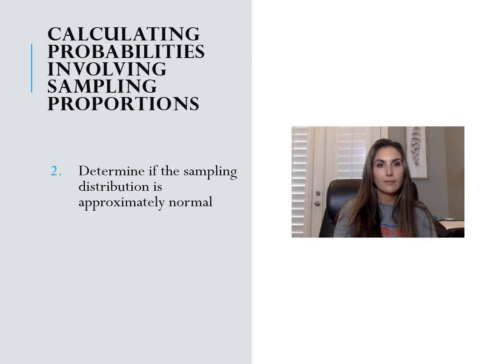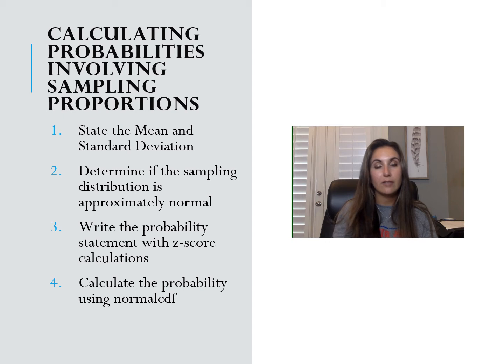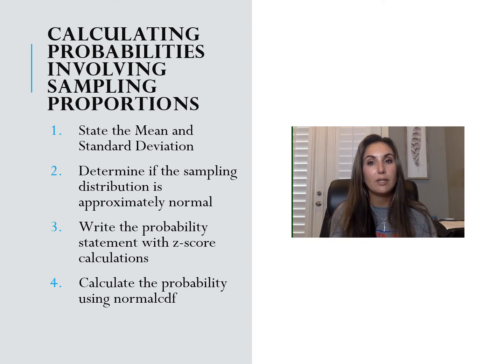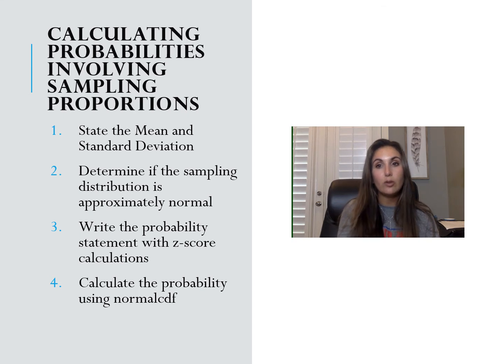to be normal. When you're asked to calculate probabilities involving sampling proportions, it's different than calculating probabilities that we've done already with normal CDF. You're still going to use normal CDF, but there are steps you've got to go through. You have to first state the mean and standard deviation, and then you're going to determine if the sampling distribution is approximately normal. If it's not, there's no reason to move forward because z-score calculations aren't going to work if your sampling distribution isn't normal. And then the third step is writing a probability statement with z-score calculations. And then the fourth step is to calculate the probability using normal CDF.